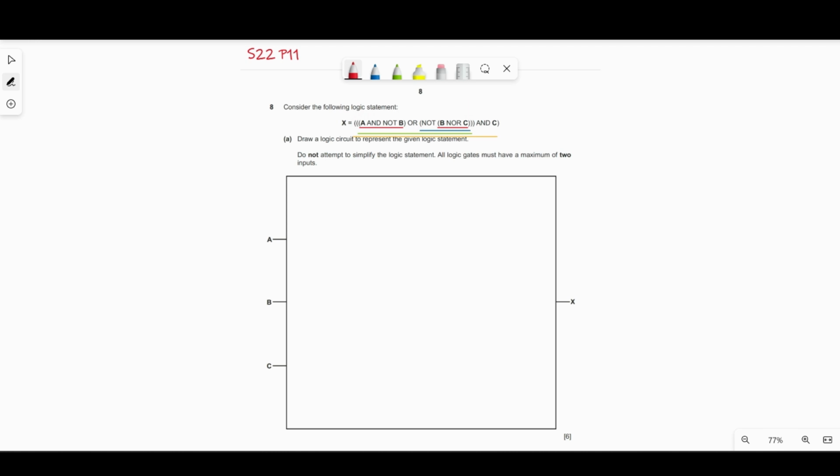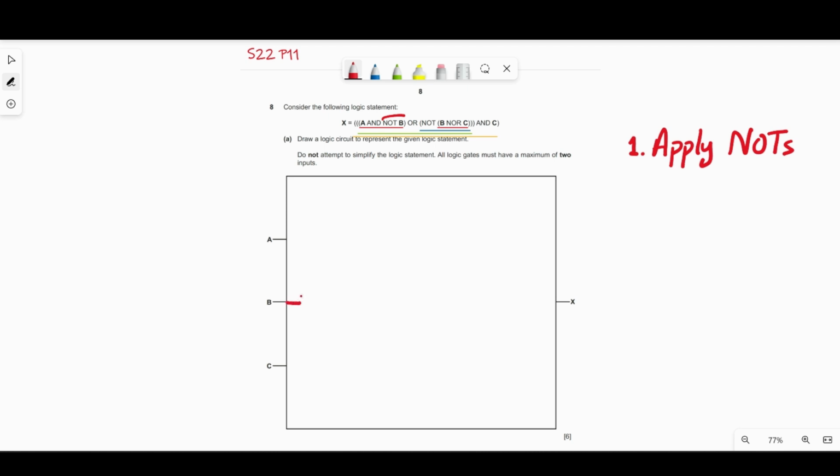The first step, as I have taught you in the class, is to set up the initial inputs. Inputs have been labeled as A, B, and C. Then, as our first step, we need to apply the NOT gates. So we have NOT with the B. This is the only input having the NOT with a single input.